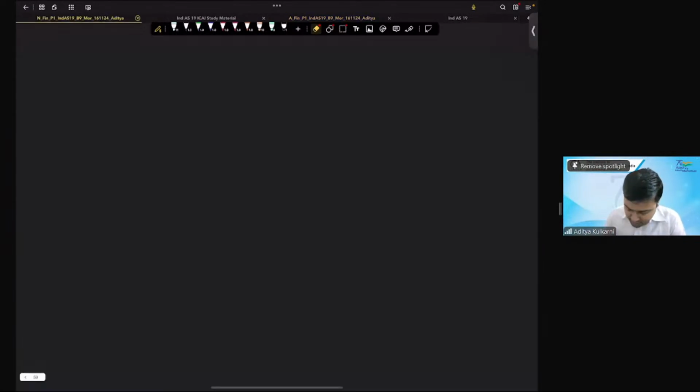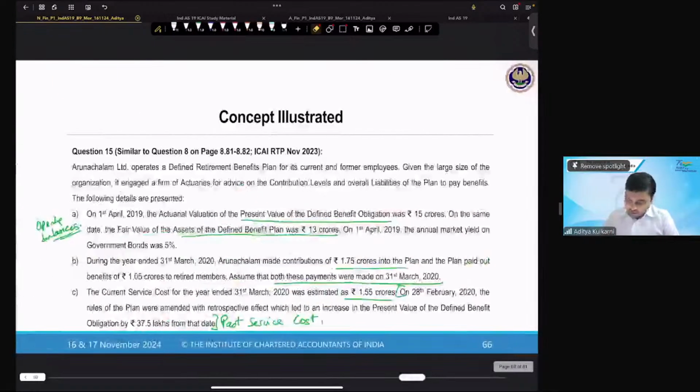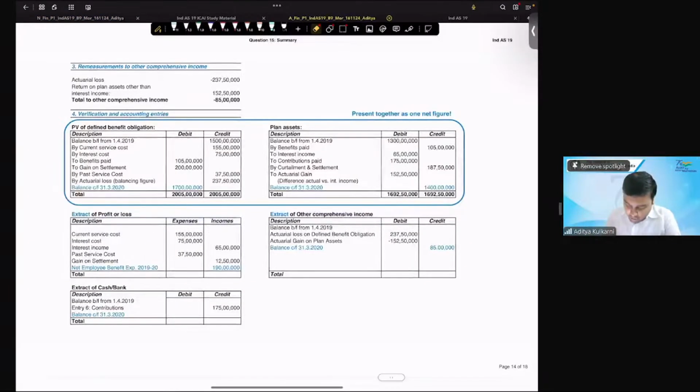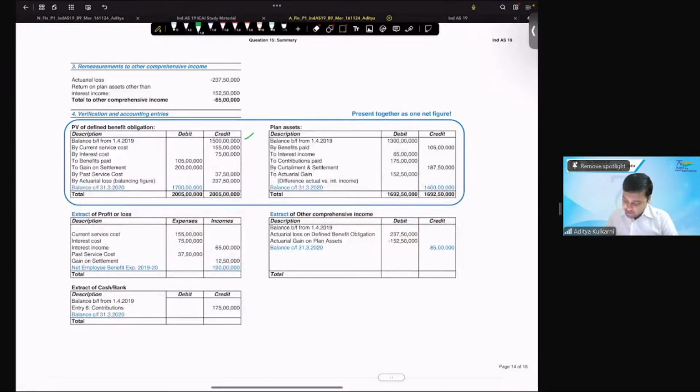Okay, all right. First one, we will do the obligation side first. Yes, we will do the obligation side first. On 1st April, present value of obligation was 15 crores. So opening balance brought forward 15 crores. Is it okay? Yes. On 1st April, the annual market yield on the bonds was 5%.